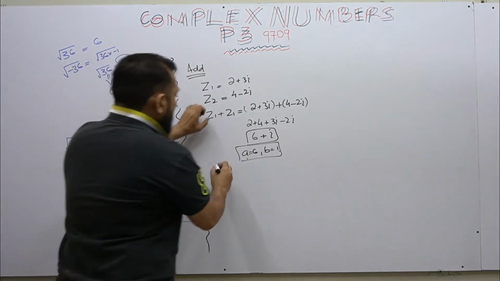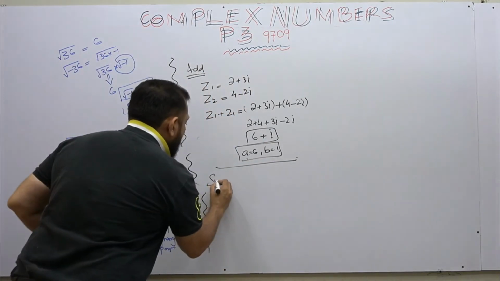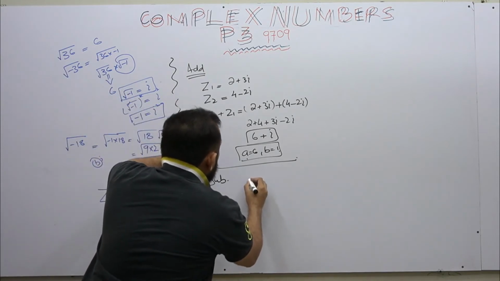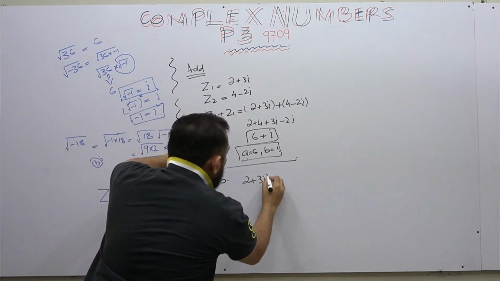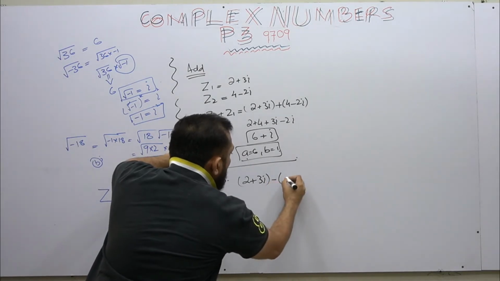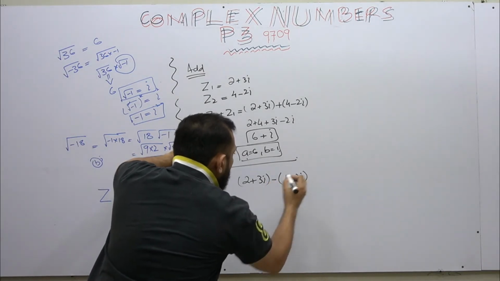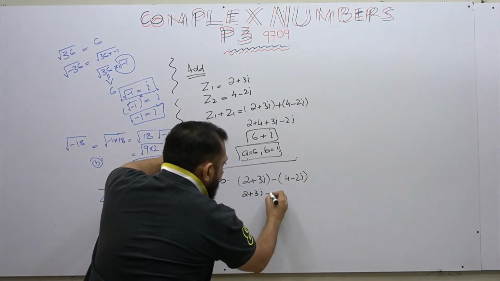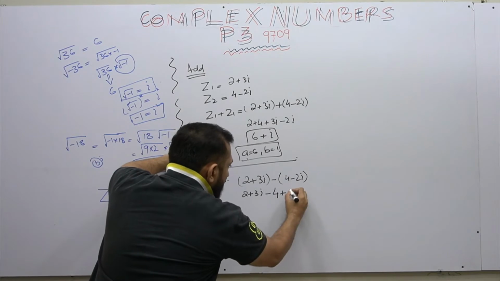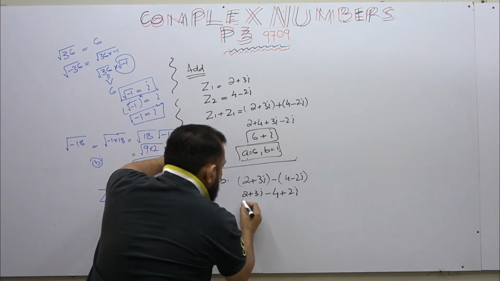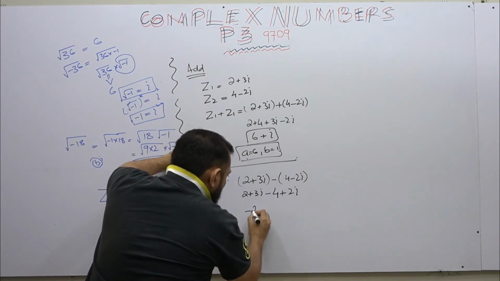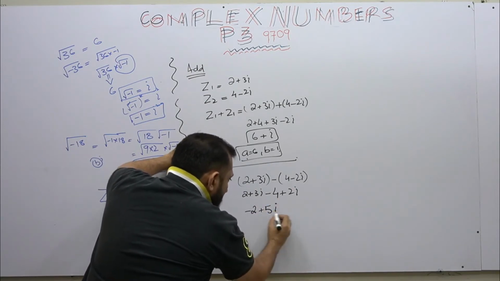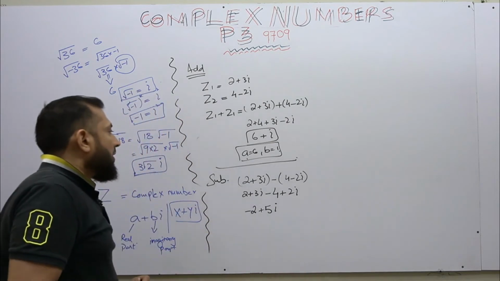Okay, what if we do the subtraction of complex numbers? Let's take the same numbers: 2 plus 3i minus (4 minus 2i). So first open the brackets: 2 plus 3i minus 4 minus minus gives plus 2i. So 2 minus 4 is minus 2 and 3 plus 2 is 5. So this time we have minus 2 plus 5 iota. This is a new complex number.